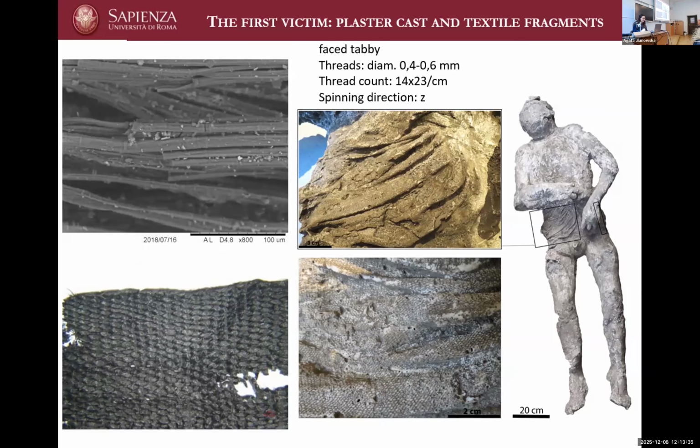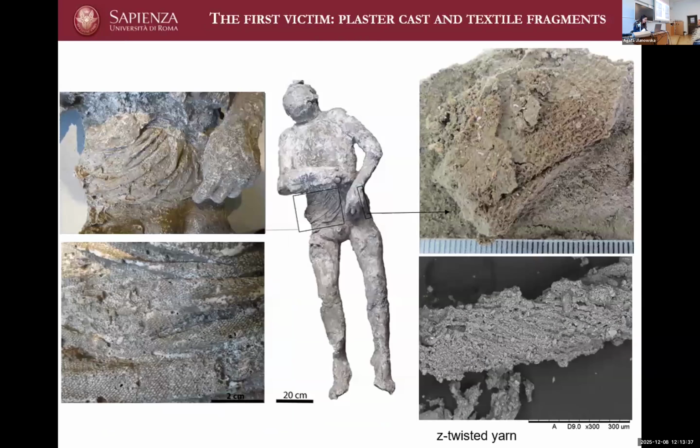The microscopic analysis of small textile samples taken at the excavation confirmed the Z-twist of the yarns. The opportunity to compare the textile imprints on the plaster cast with the extant fragment of fabric allowed us to observe the visual appearance of the original fabric and, on the other hand, the degree of degradation of the organic material.